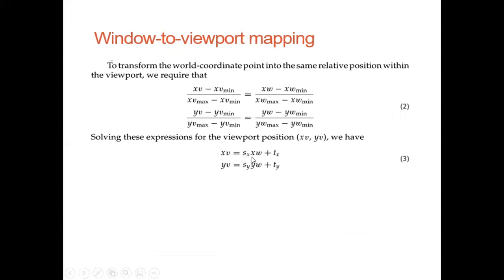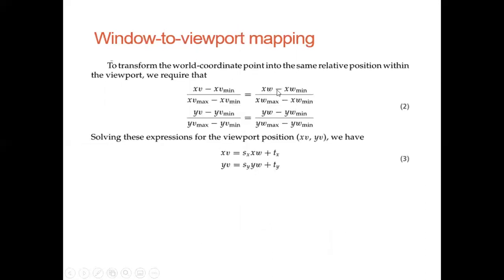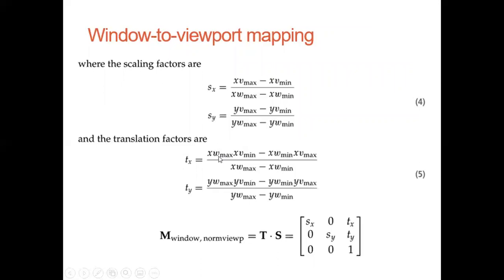So xv will be equal to sx into xw. What is this sx? After multiplying this out and solving for xv, we get the value of sx. sx will be equal to xv max minus xv min divided by xw max minus xw min. And tx we get as xw max xv min minus xw min xv max divided by xw max minus xw min. Like this you get the scaling factors and the translation factors.